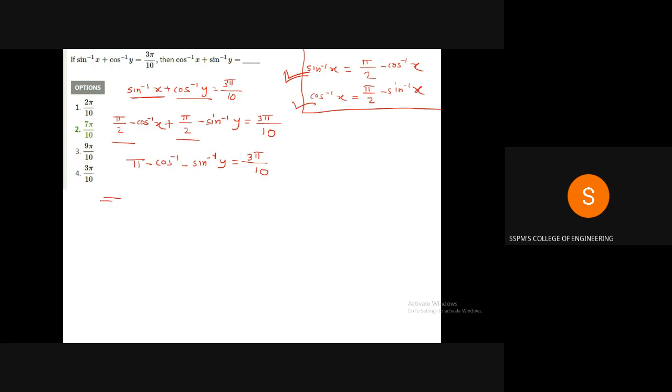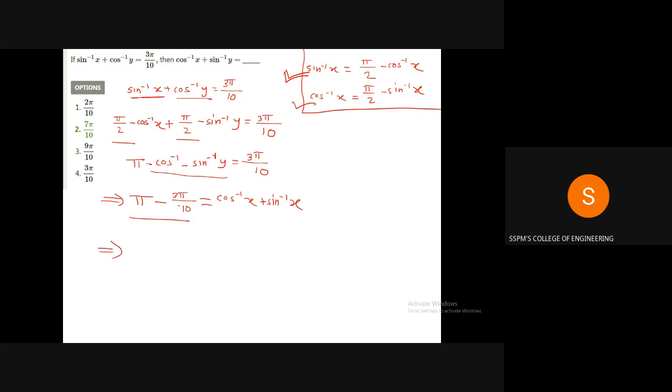So again we have pi. If you take this 3 pi by 10 on the left hand side, we have pi minus 3 pi by 10 is equal to, and if you take these two terms on the right hand side, we have cos inverse x plus sin inverse x. Okay. We will calculate this.